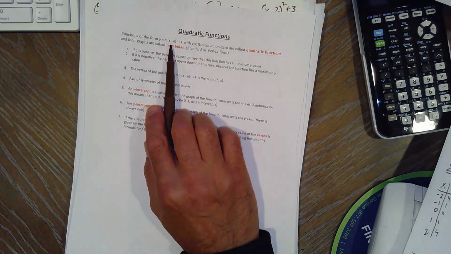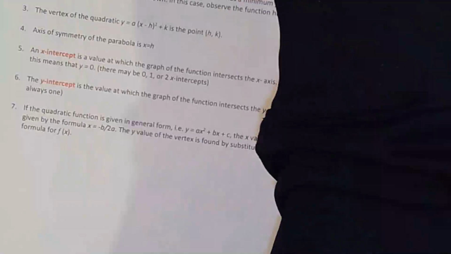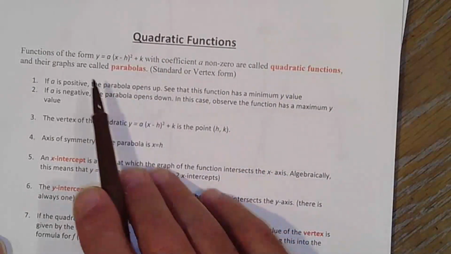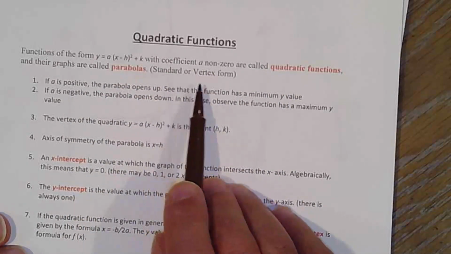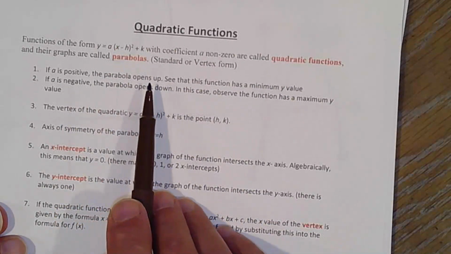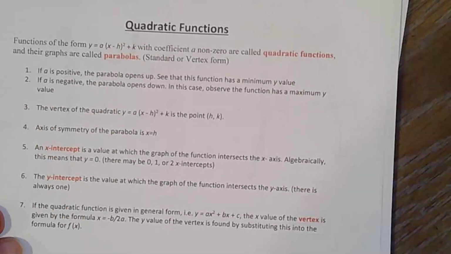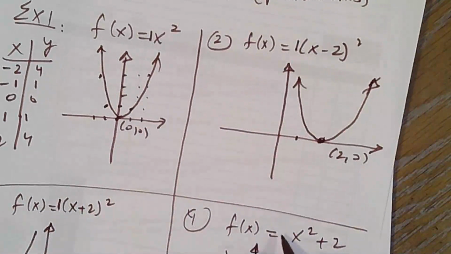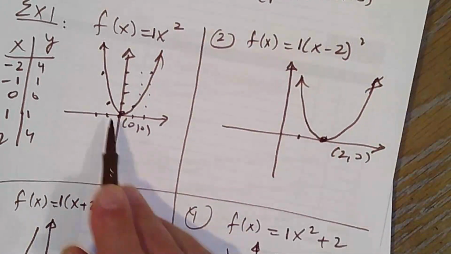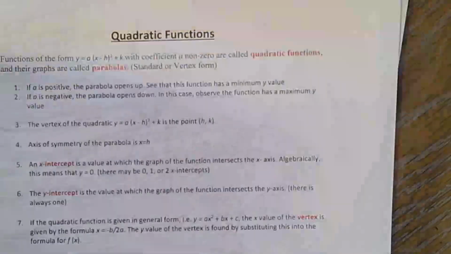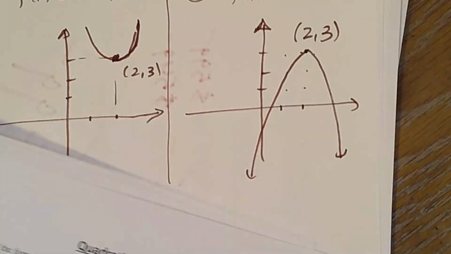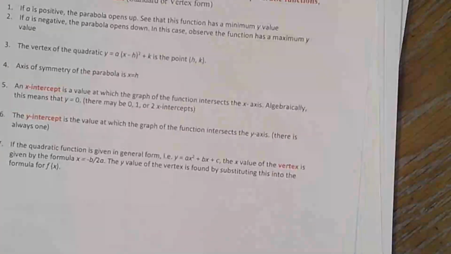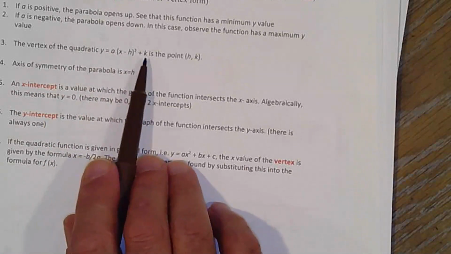So if you have f of x equals a times x minus h squared plus k, this is the quadratic function. The graphs are called parabolas. This is what we call standard or vertex form. If a is positive, the parabola opens up, so this function has a minimum value. You can see all these have a positive a. So it's got a minimum at 0, 0, at 2, 0. All these are minimums. But if a is negative, it's upside down and you have a maximum.